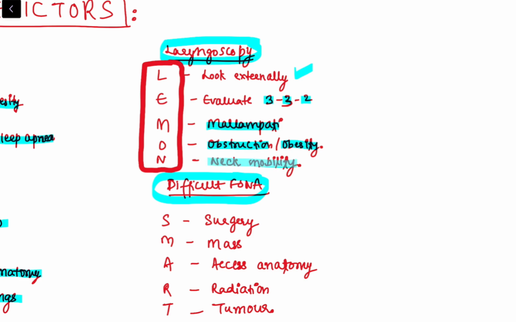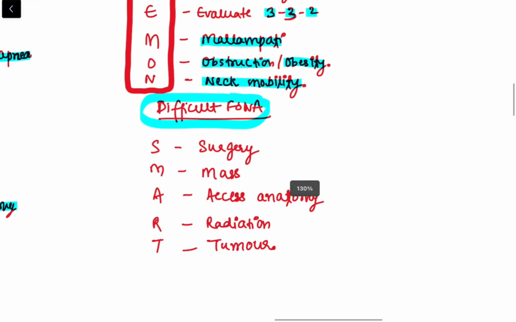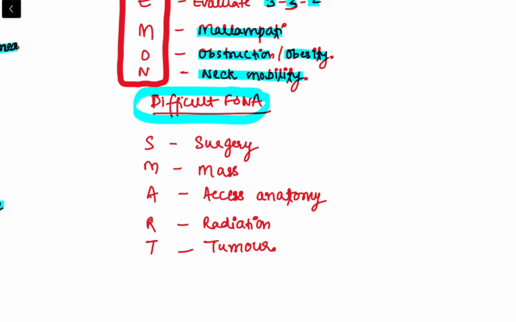And if there is limited neck mobility, if the patient is not able to flex or extend the neck, the range of motion is limited. As you all know, for intubation we need a sniffing position, and you will not be able to attain that position because of restricted neck mobility. So these are the factors for difficult laryngoscopy. The last one is difficult front of neck access. If you are not able to intubate and ventilate the patient, you may have to go for FONA. The mnemonic for this is SMART.